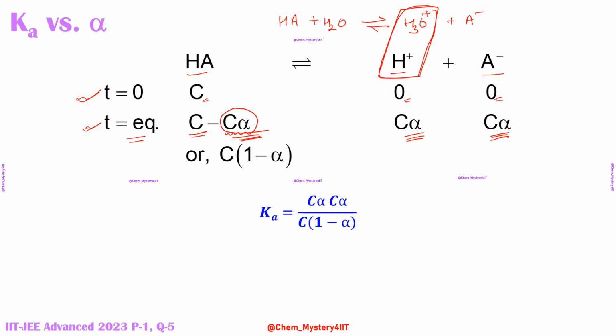Now we can write this expression. Ka is going to be the concentration of H plus ions times the concentration of A minus ions, divided by the concentration of HA at equilibrium. This is the Ka. Here we are writing these concentrations at equilibrium. With the concentrations at equilibrium defined here, Ka is equal to C alpha square. One C term we can cancel out from here. So this is going to be C alpha square divided by 1 minus alpha. That was all about the Ka and alpha.